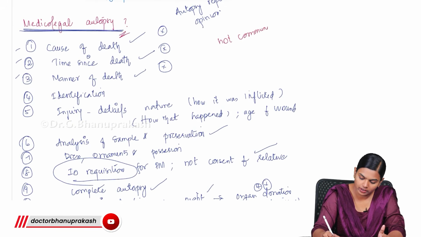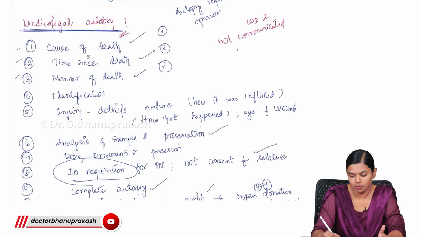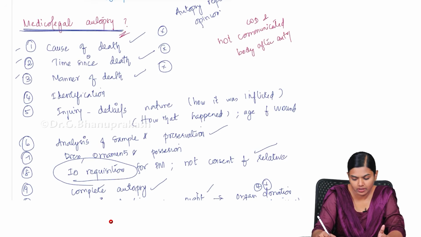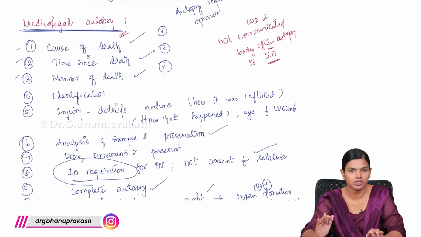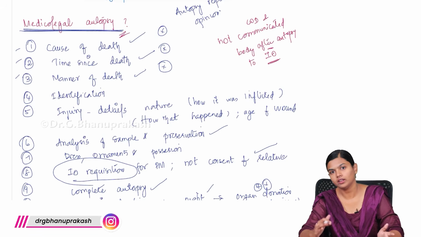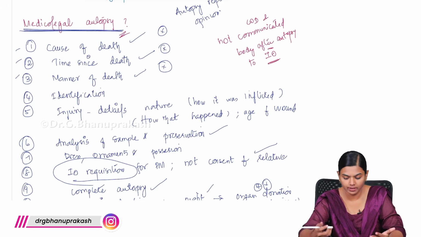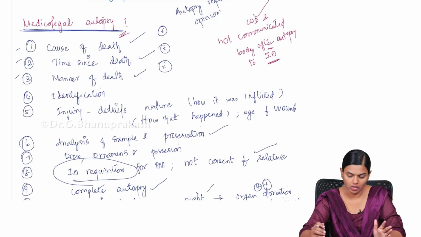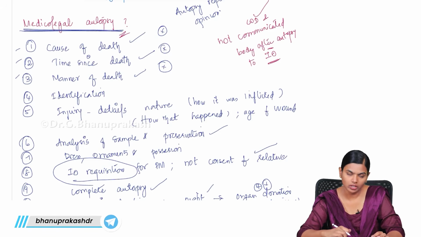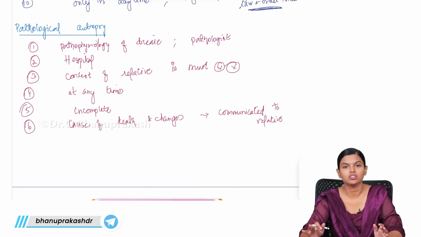So the cause of death is not communicated, and also the body after autopsy is handed over to the investigating officer. We don't give it to the relative directly. We will hand it over to the investigating officer, and they only give it to the relative, and you will tell the cause of death to the investigating officer only, not to the family member. So these are the important differences between a medico-legal autopsy and a pathological autopsy.